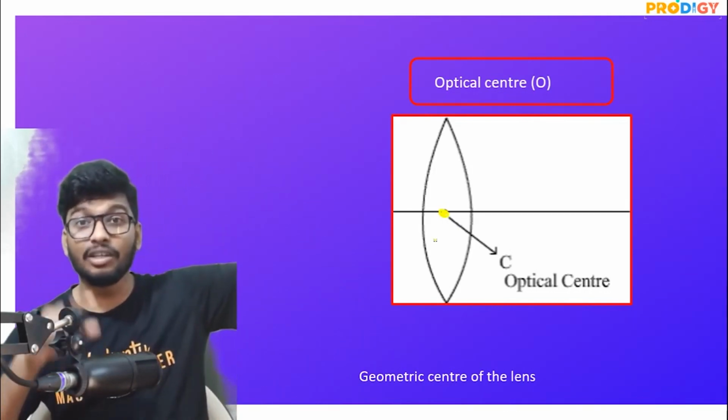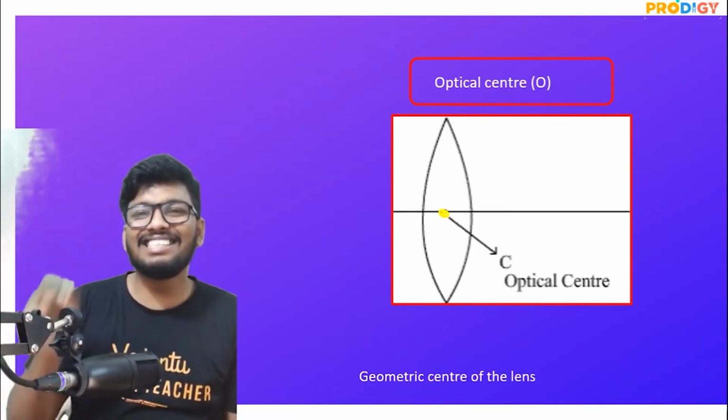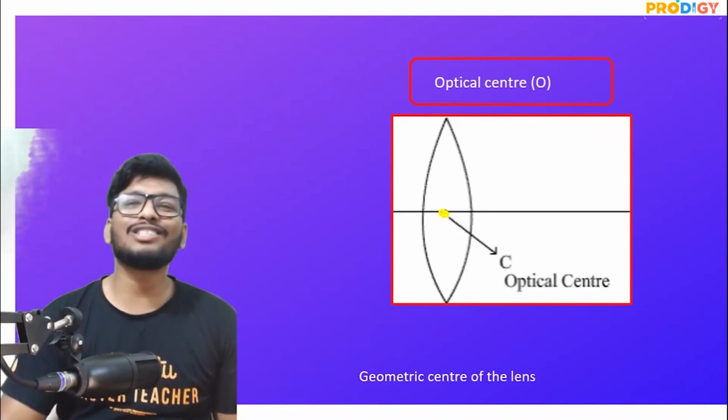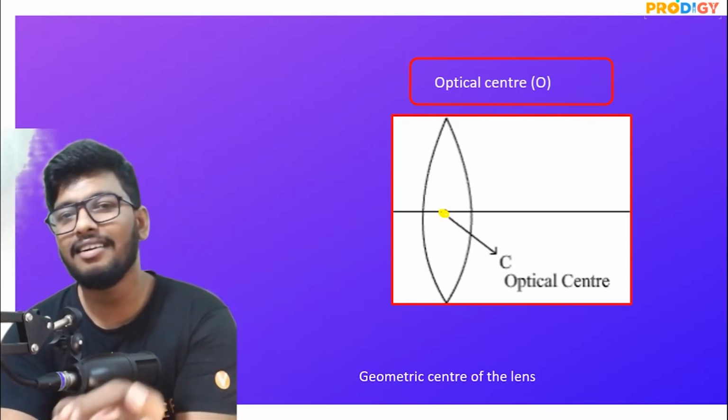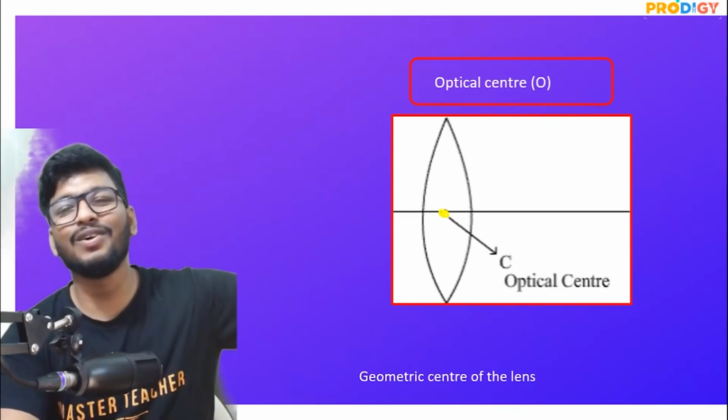In the case of mirrors, the geometric center was called the pole. In lenses, that same geometric center, the center of that particular lens, is called the optical center. Alright, that is called the optical center. And mirrors, those are called poles.